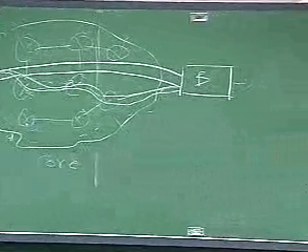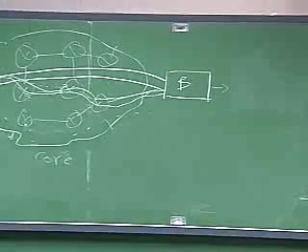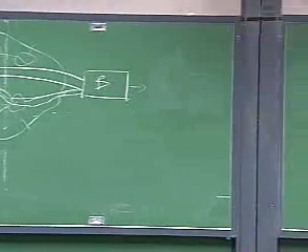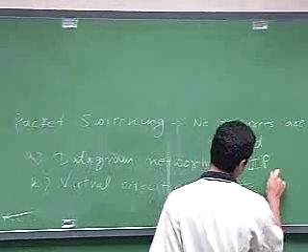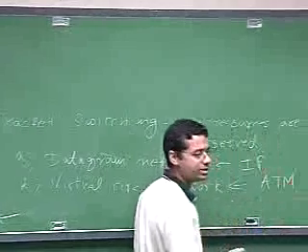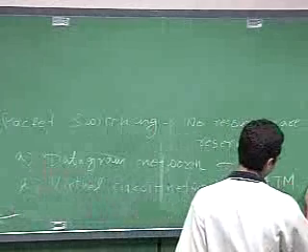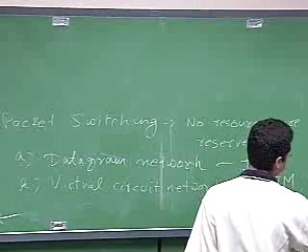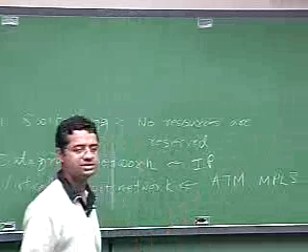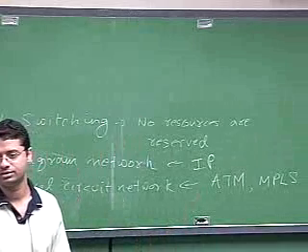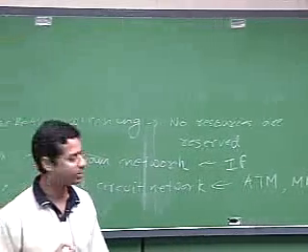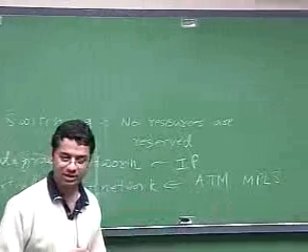So the internet is a datagram network. Examples of virtual circuit networks are ATMs. ATM networks, you might have heard of them, use virtual circuits. And also something called MPLS, which really sits on top of the internet, also uses virtual circuits. So we'll take a detailed look at MPLS and ATMs and IP when we get to that.